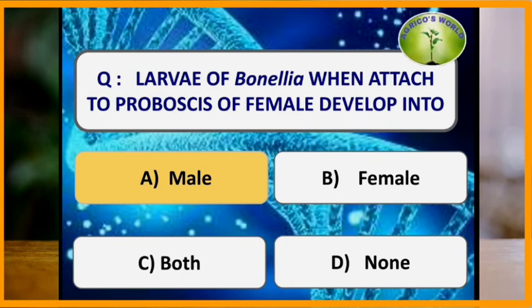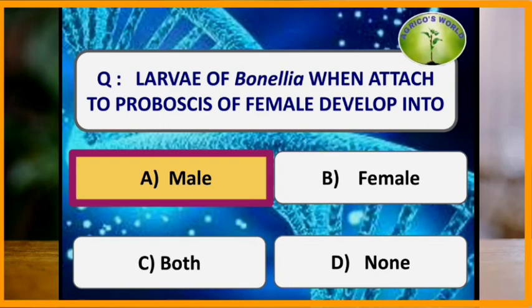Larvae of Bonellia, when attached to proboscis of female, develop into? When the larvae of Bonellia attach to the proboscis of female, they develop into the males. When they are free, they develop into the females.